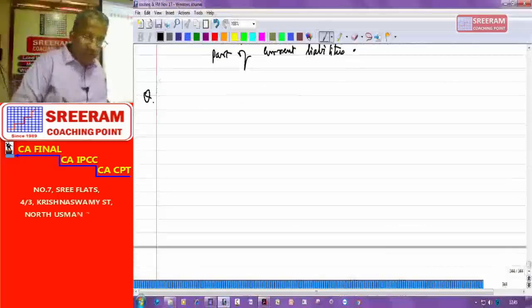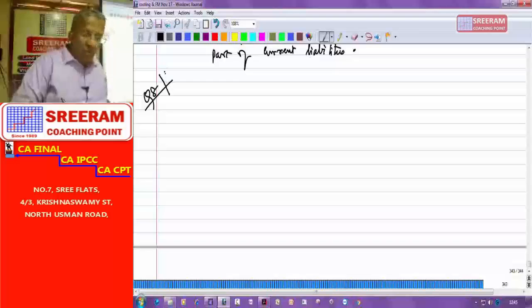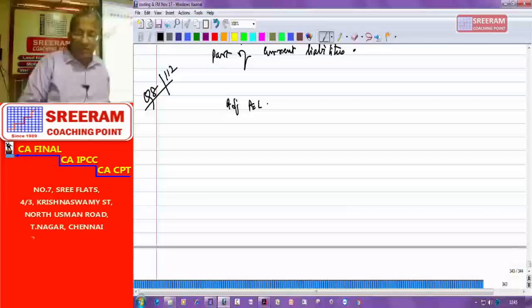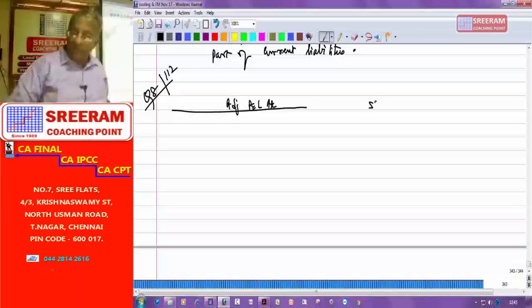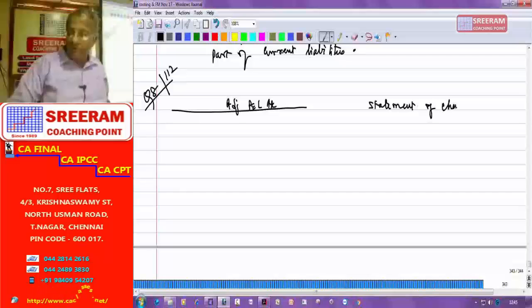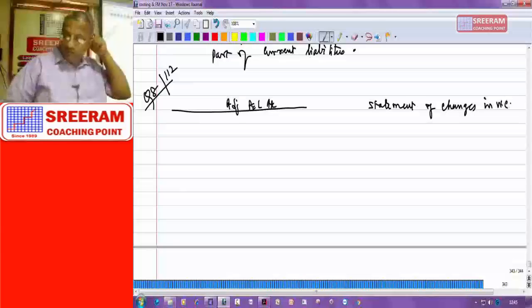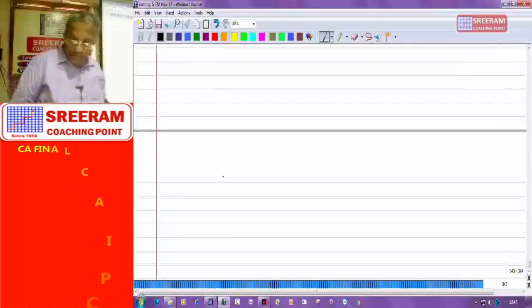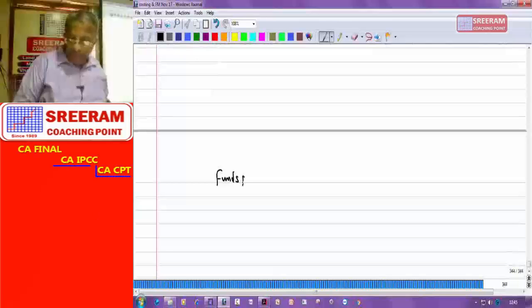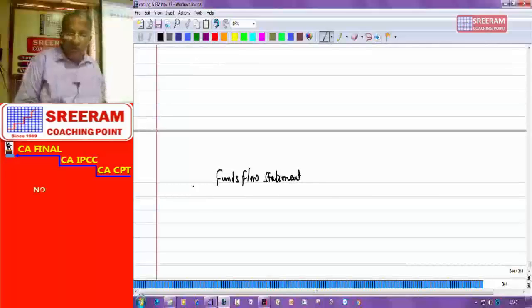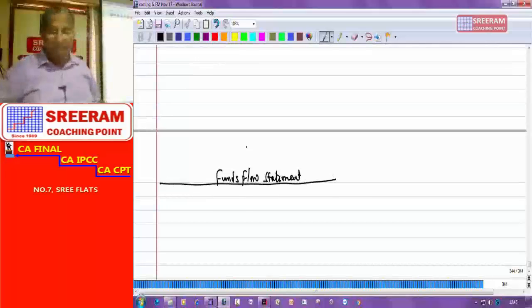Question number 8, page number 112. So, I would like to prepare adjusted P&L account. Do not copy, just watch out, okay? Statement of changes in working capital. Then next, funds flow statement. You got to prepare all this simultaneously.